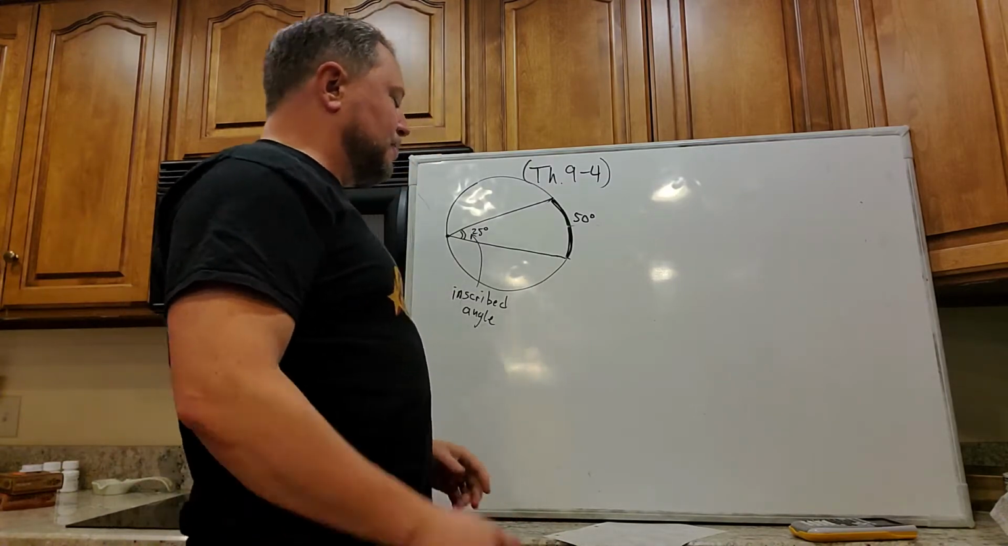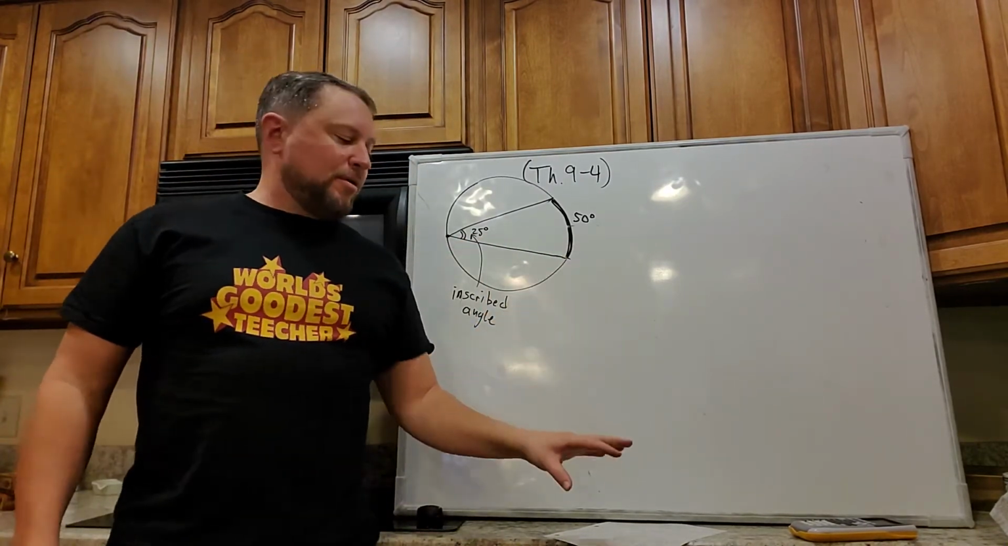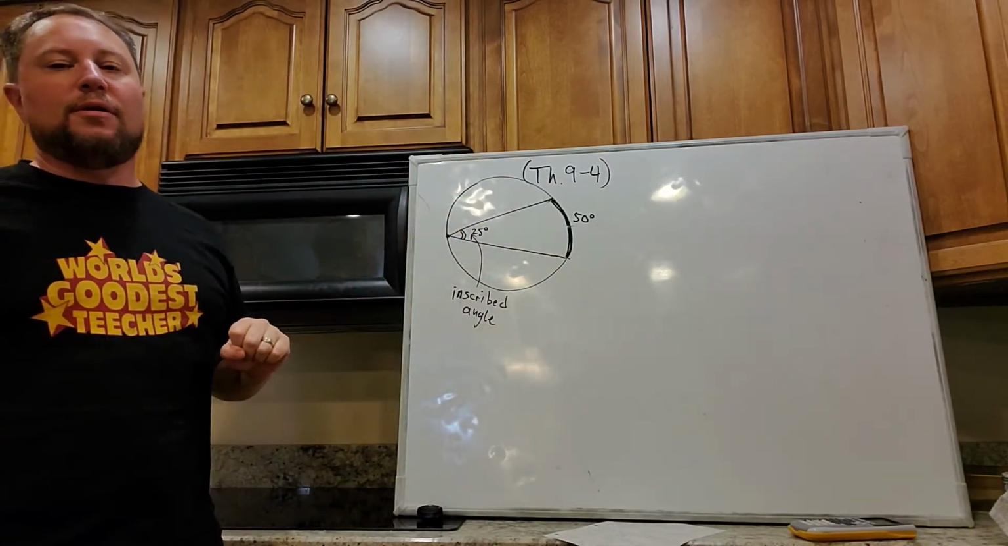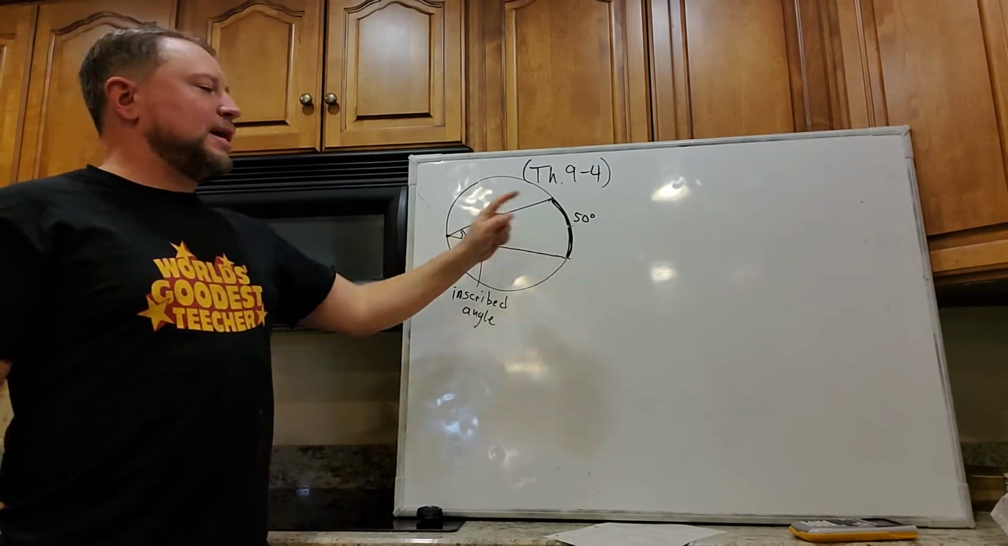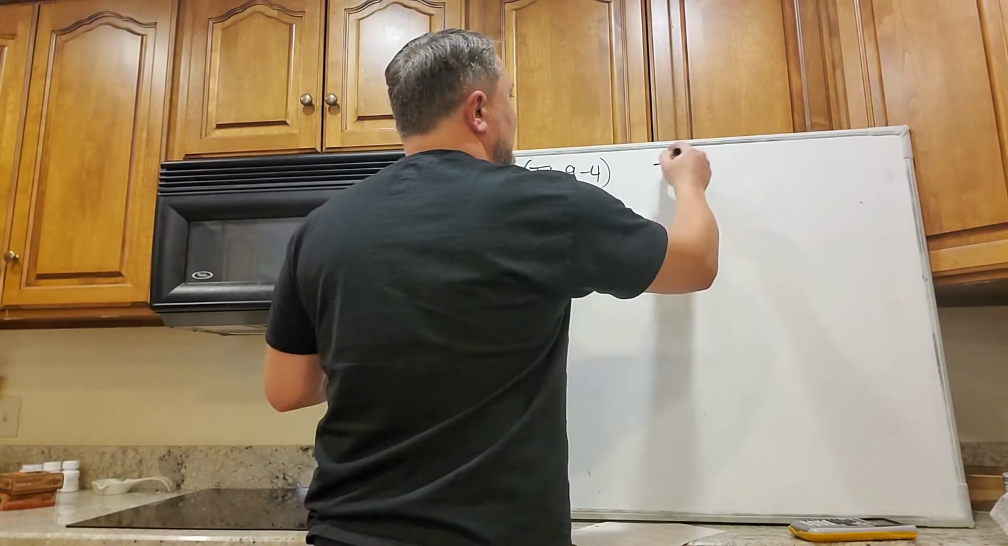Okay, so if you understand that concept, every postulate and theorem I'm going to cover in this section always relates right back to this theorem, theorem 9.4. The idea that an inscribed angle is half of its arc. Okay, so let's look at another theorem then.